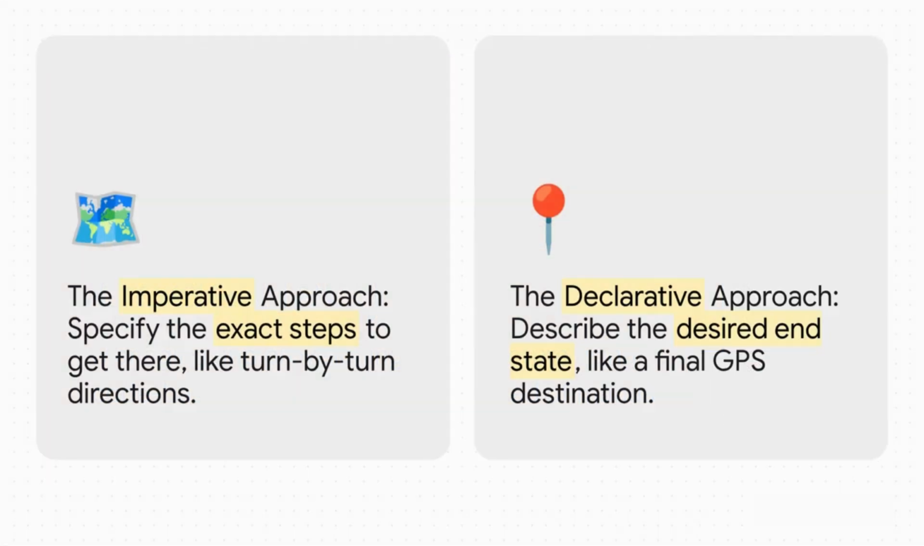Now, within IaC, there are two main ways to think. The first is imperative. That's like giving someone turn-by-turn directions. Turn left here, drive 2 miles, take the third exit. You have to spell out every single step. But the other way, the declarative approach, is so much more powerful. That's like telling your GPS your final destination. You just say, I want to end up at 123 Main Street. You don't care how it gets you there, you just care that you arrive at the right place.